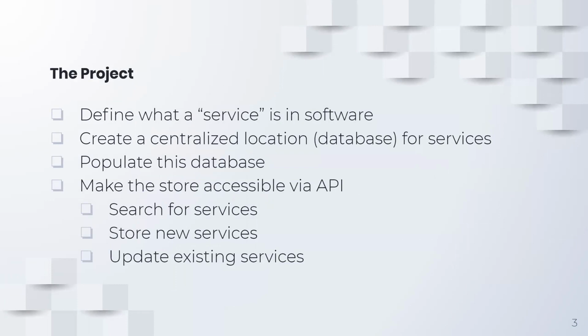First, we need to define what a service is in software. Second, we need to create a centralized location for services, somewhere that they can be stored. Thirdly, we needed to populate the database. We do this with some Python code that scrapes information about services out of PDFs. And finally, we needed to make the database accessible via an API.